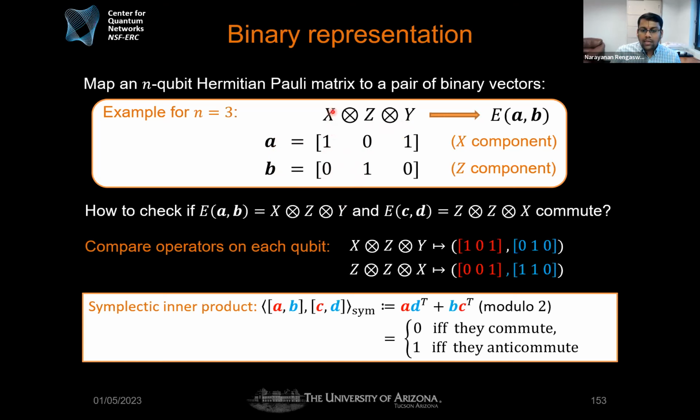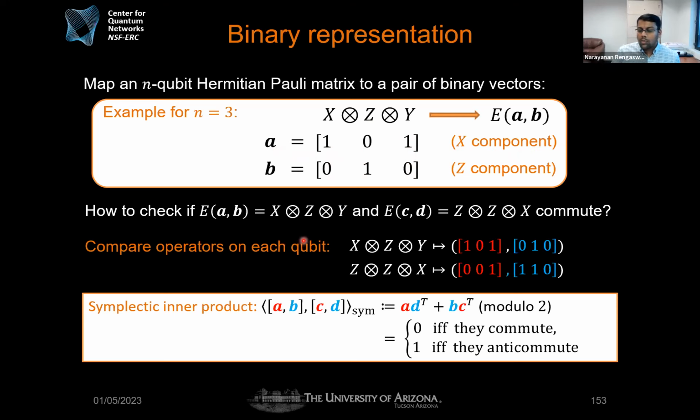So whenever you have an X, you put a 1 in A and a 0 in B. Whenever you have a Z on a qubit, you put a 0 in A and 1 in B. Whenever you have a Y, we know that Y is a product of X and Z. And so, oh, there's a typo here. This should be 1, so this should be 1, 1 here. So whenever you have Y, you have 1 on both A and B. So A is basically the X component of the Pauli matrix, and B is the Z component. So it's a very simple mapping, but it's a very useful mapping.